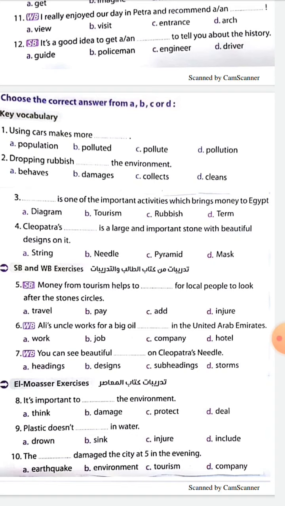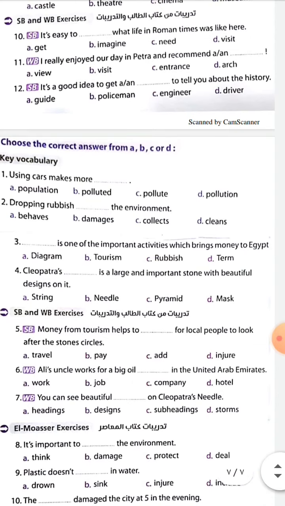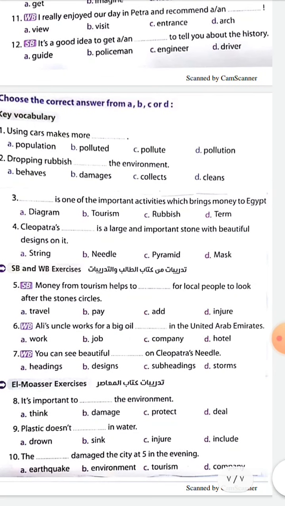Now we have finished and I think we have covered all the points in this unit.